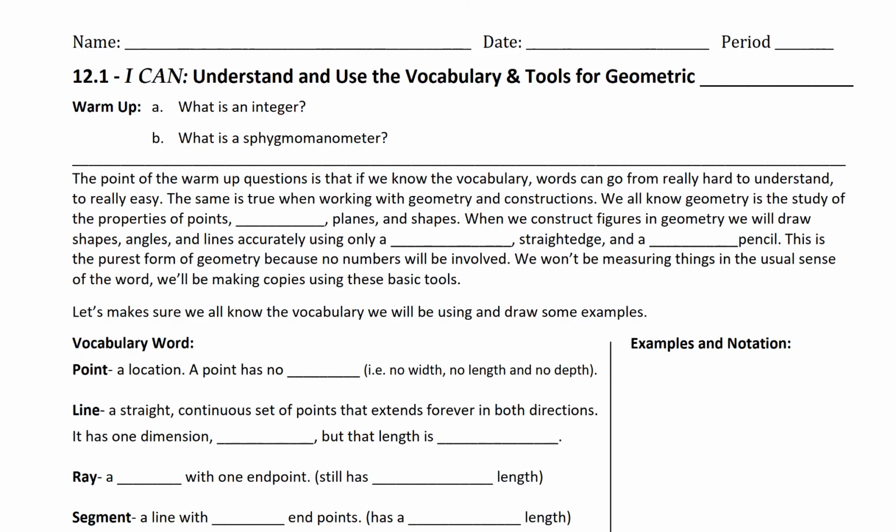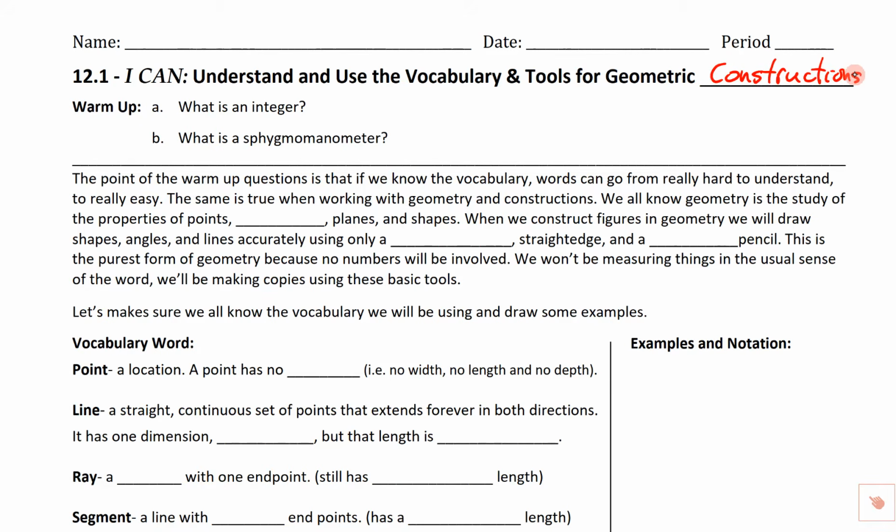Unit 12 is going to be very interesting because we're going to handle it differently than we have other units, and we're also going to be doing a very different topic than what we typically do in math. So it's all about something called geometric construction. So in 12.1, we're going to start off with I can understand and use the vocabulary and tools for geometric construction. So again, the word that's going to go here is constructions. So we're going to be constructing things here.